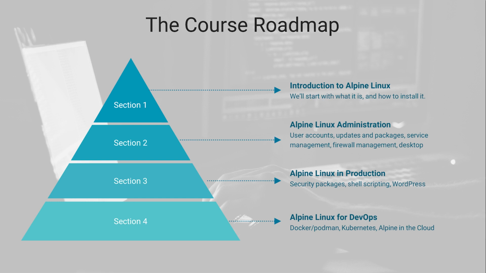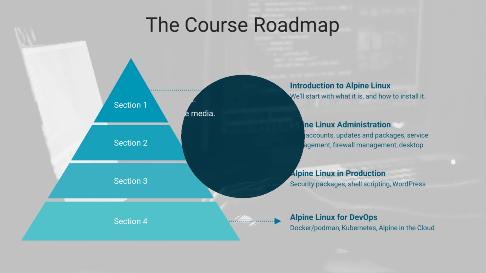Part 4, we'll talk about Alpine Linux for DevOps. We'll talk about Docker and Podman and the containers, Kubernetes, which is an orchestrator for our Docker and Podman containers, and even a little bit about Alpine Linux in the cloud.